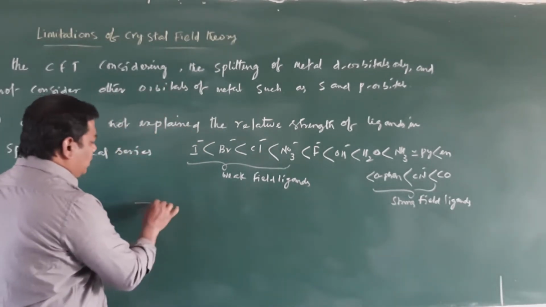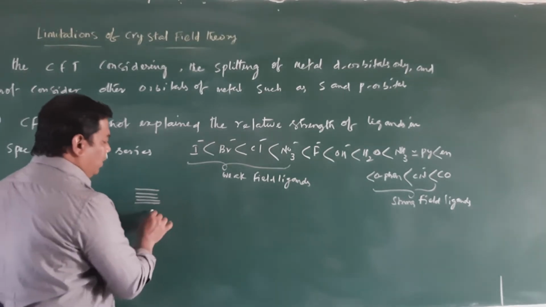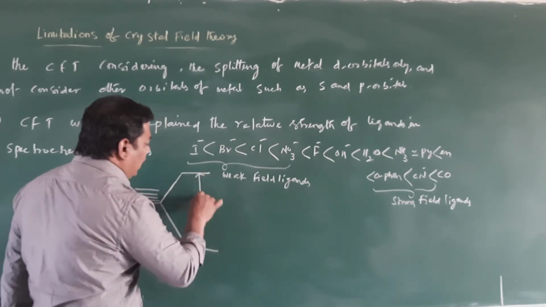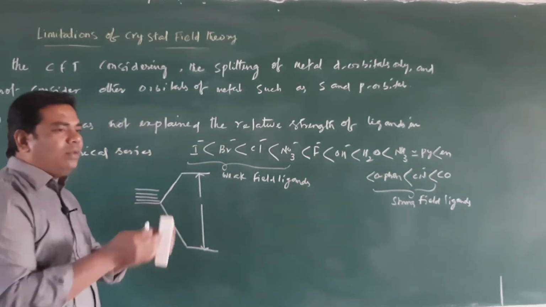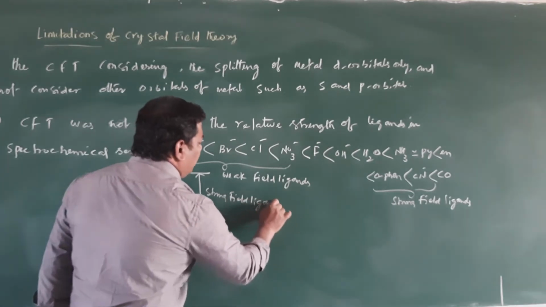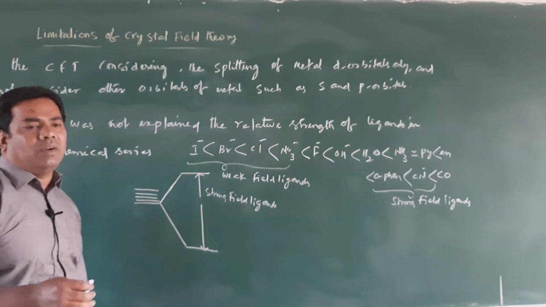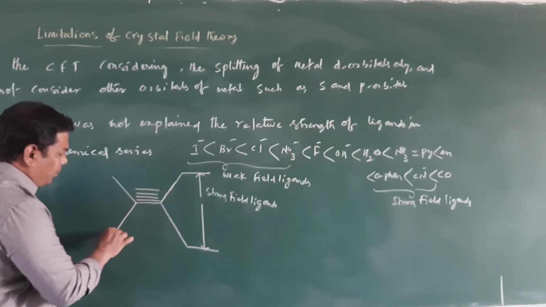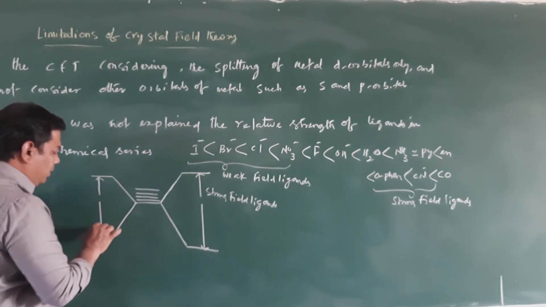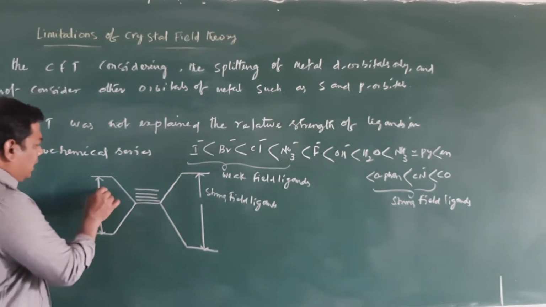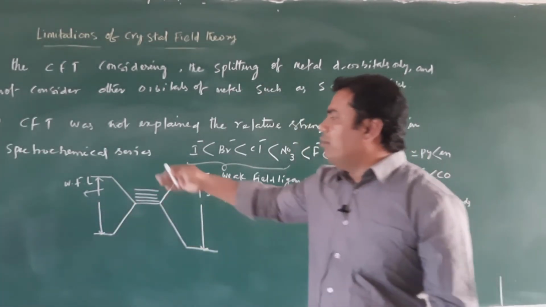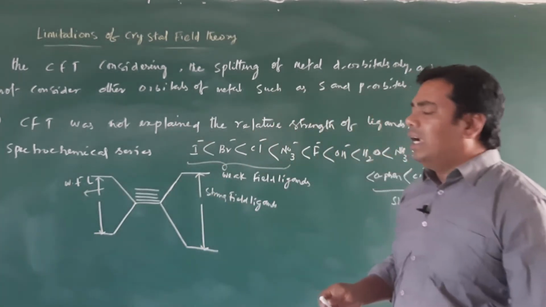For example, these are the five metal d orbitals. When these metal d orbitals are surrounded by strong field ligands, the energy gap from higher energy to lower energy will be more. You can see here the splitting pattern, and you can observe the splitting magnitude here. This energy gap will be less, and it is obtained due to the weak field ligand. So why was the splitting magnitude not able to explain the relative strength of a ligand?